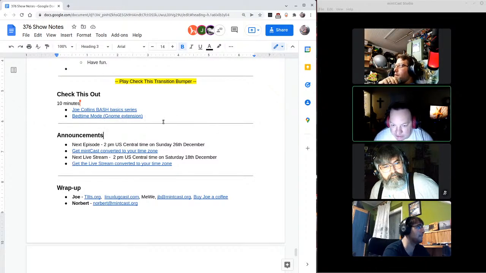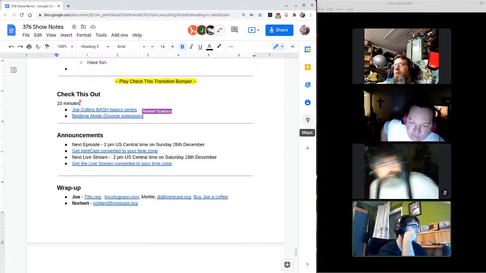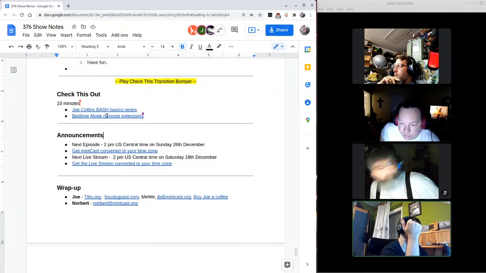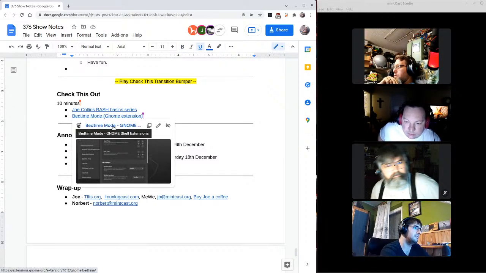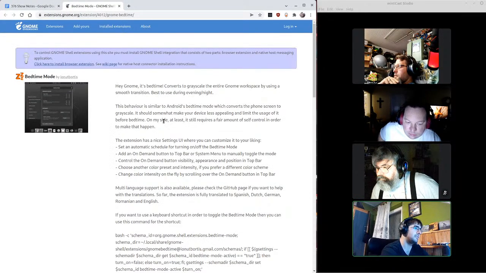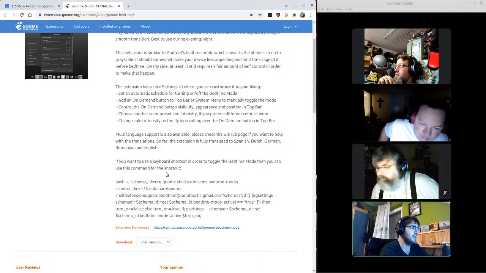And Norbert, I'm assuming this next one's yours? Indeed it is. It's a GNOME extension that I encountered a couple of months ago. It's called Bedtime Mode. What it does is, at the time that you set it to do, it turns your entire screen into black and white, which is meant to encourage you to stop working and go to bed in time.